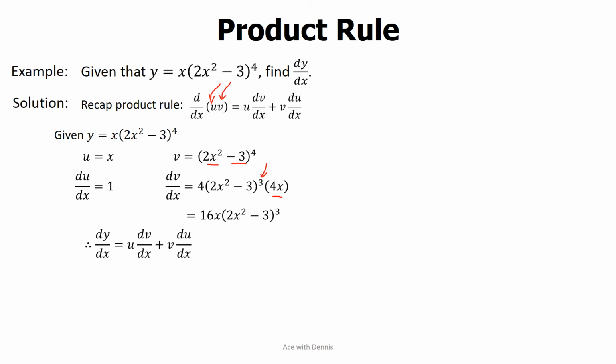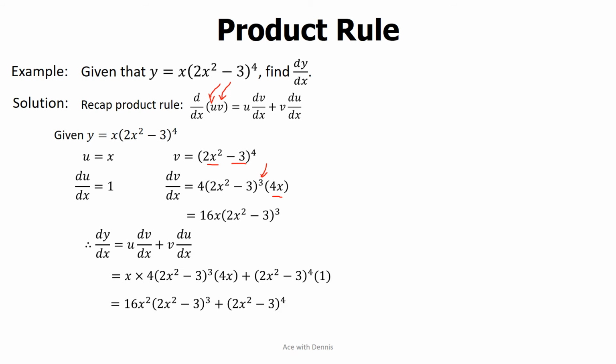Now we can apply product rule here. dy over dx equals u dv over dx plus v du over dx. Substitute everything inside. So u is x, dv over dx is 4 times 2x squared minus 3 power 3 times 4x, plus 2x squared minus 3 to the power of 4 times 1. Simplify, we get this, and eventually it is 2x squared minus 3 cubed bracket 16x squared plus 2x squared minus 3.